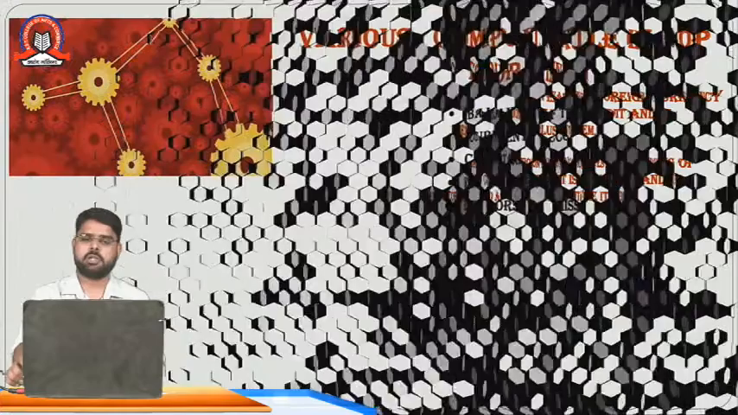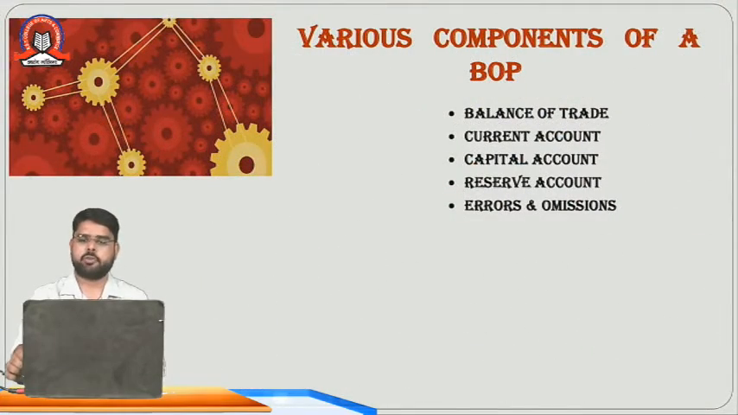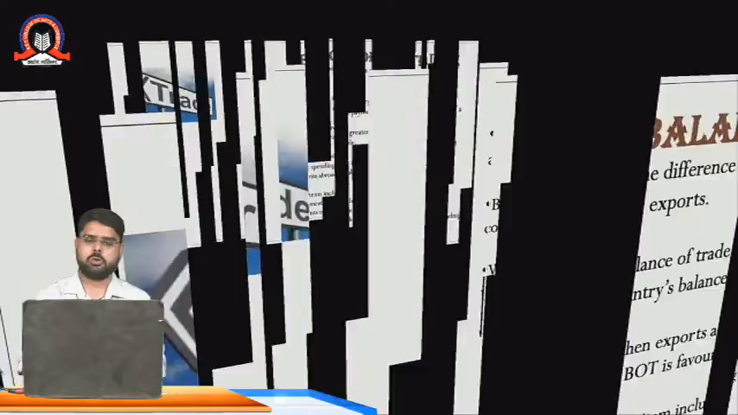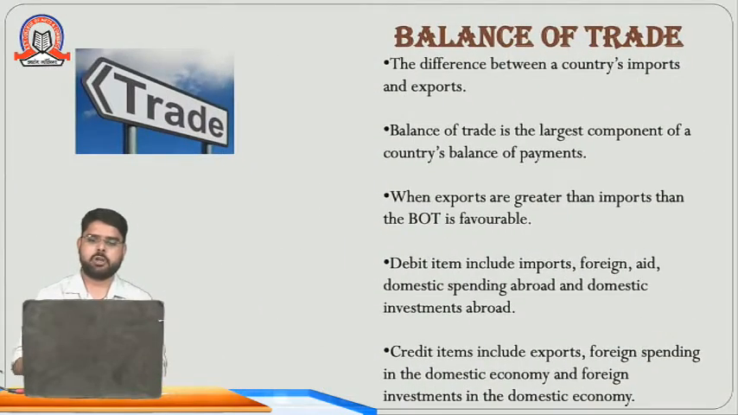So the next one is the various components of the BOP. The various components of BOP are written here. The first one is the balance of trade, the second is the current account, and then the capital account. So the movements are there. We are moving further.